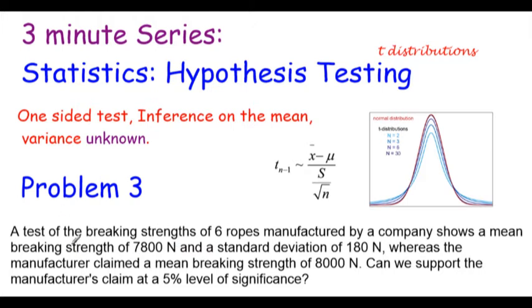Okay, so we're looking at the mean breaking strengths of rope. Six are tested. They have a mean breaking strength of 7,800 newtons and a standard deviation of 180 newtons, whereas the manufacturer has claimed a breaking strength of 8,000 newtons. Can we support the manufacturer's claim at a 5% level of significance?